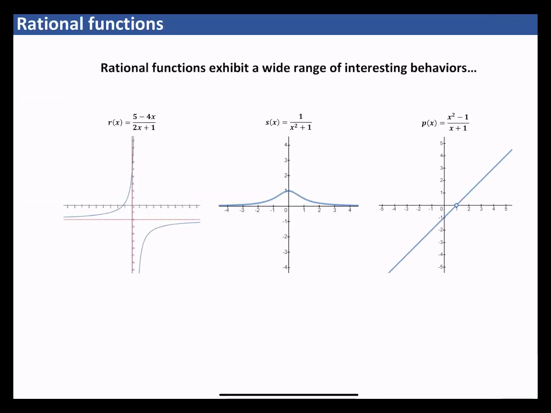Rational functions exhibit a wide range of interesting behaviors, including those seen in each of the following graphs. For example, we see that r of x on the left has a vertical and horizontal asymptote, while s of x in the middle only has a horizontal asymptote, and p of x on the right has neither a horizontal nor vertical asymptote, but does have a hole at the point 1, 0. We will learn more about how to understand the details of these features as we study rational functions in both this section and the next.